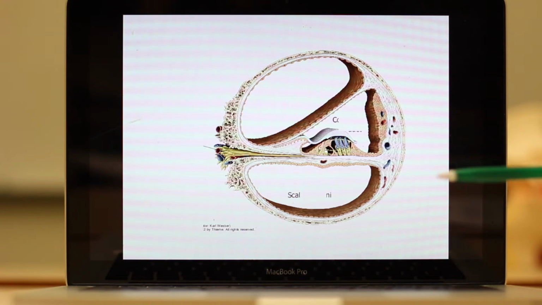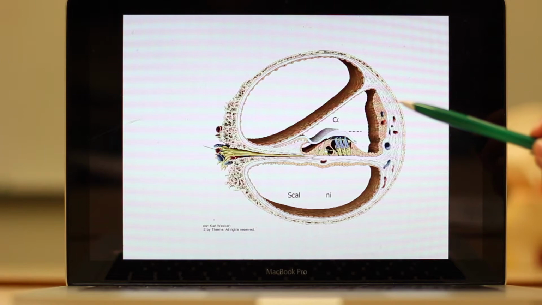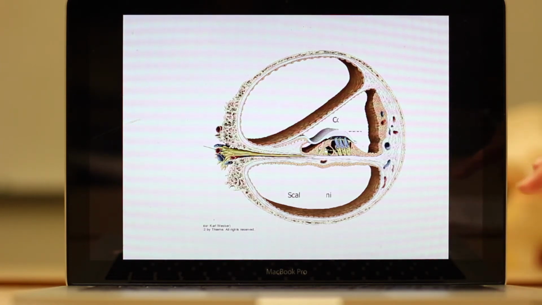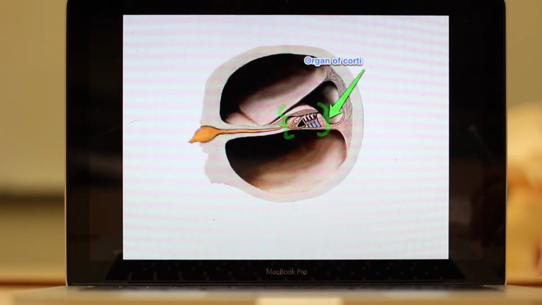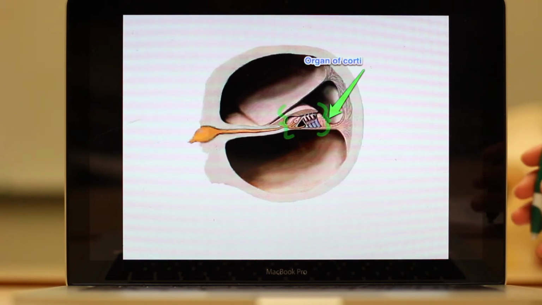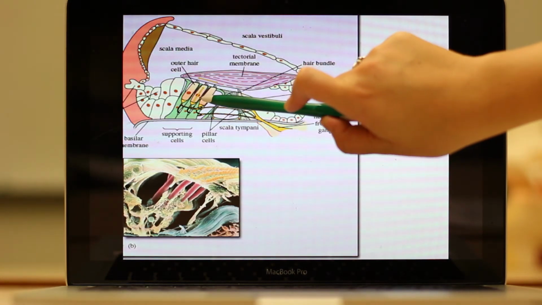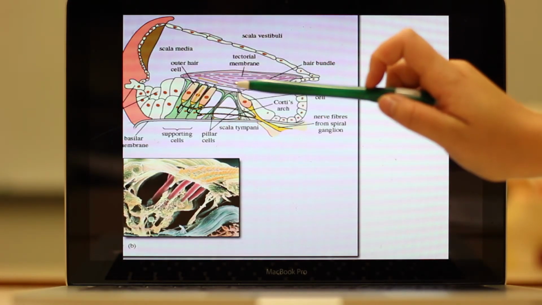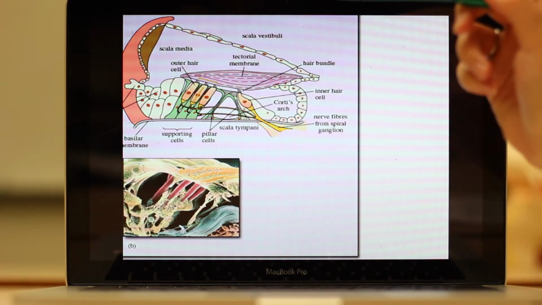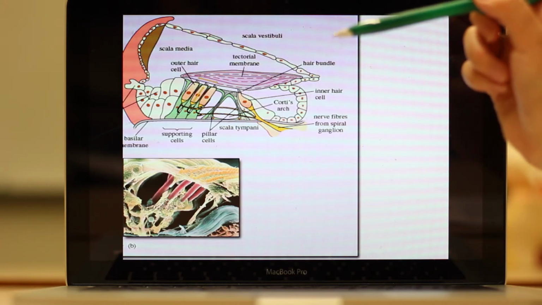Within the scala media, there is the organ of Corti, which is the sensory organ and receives vibrations from the basilar membrane, which it resides on top of. The organ of Corti has some very important parts to it. The outer hair cells line the basilar membrane and are sensory cells. The inner hair cells are more medial to the modiolus, or the center of the cochlea, and line up in one row on the basilar membrane.